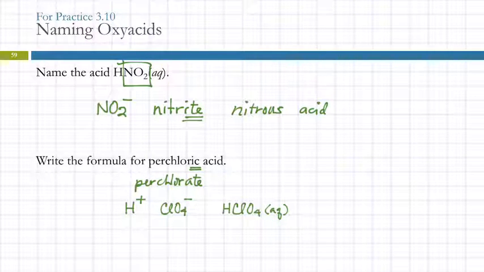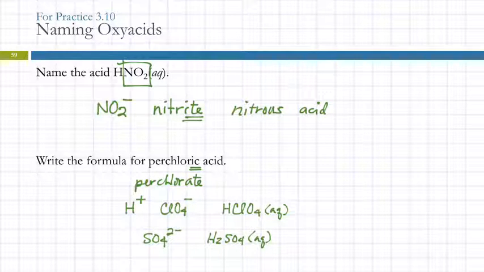What would the formula for sulfuric acid be? Sulfuric comes from sulfate, right? Sulfate is SO4. What's the charge? 2 minus. How many hydrogen ions does that need? It's 2. So sulfuric acid would be H2SO4. Any questions? This is something you have to practice or you won't remember it.